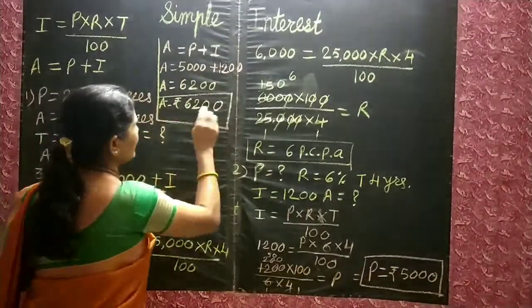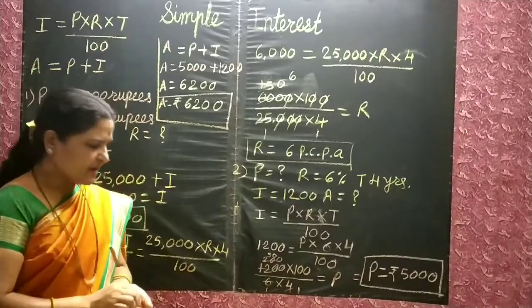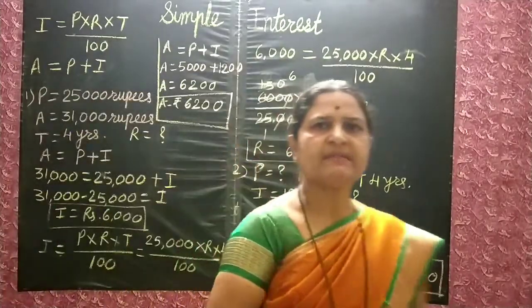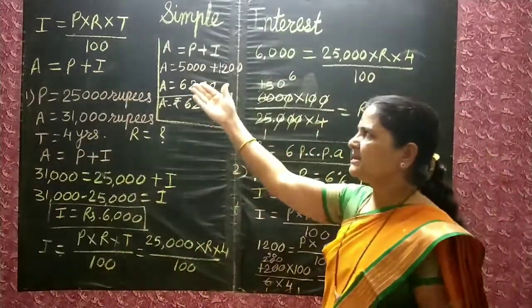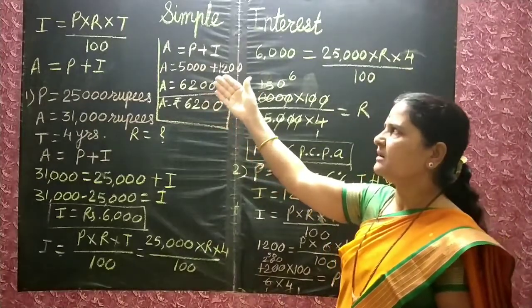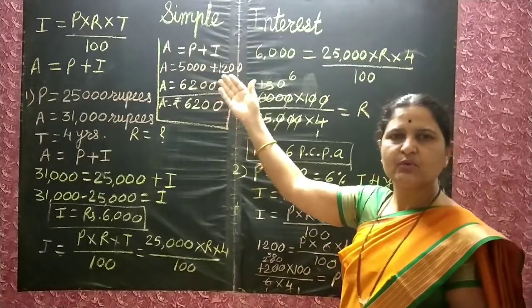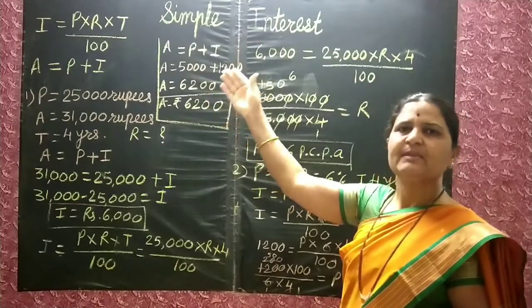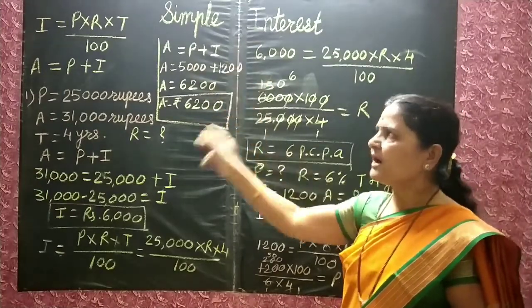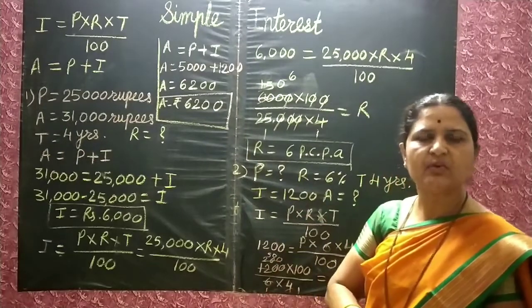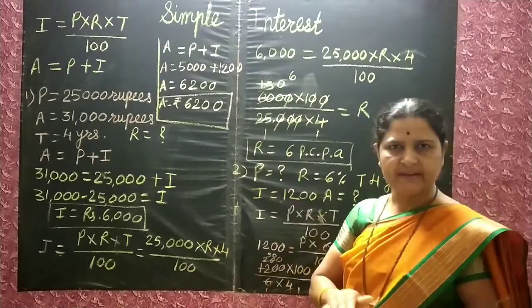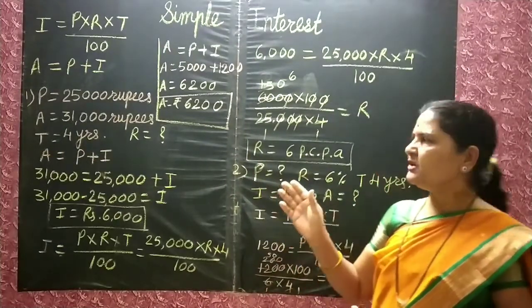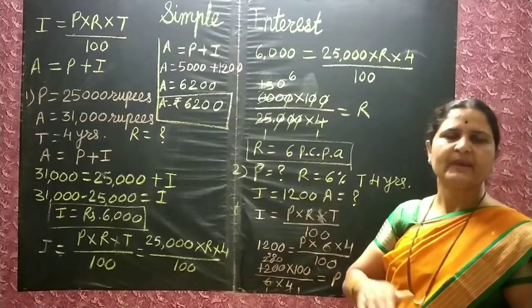So children, in this way, with the help of these formulas, interest is equal to principal multiplied by rate of interest multiplied by time upon 100, and amount is equal to principal plus interest, we can solve different types of examples.